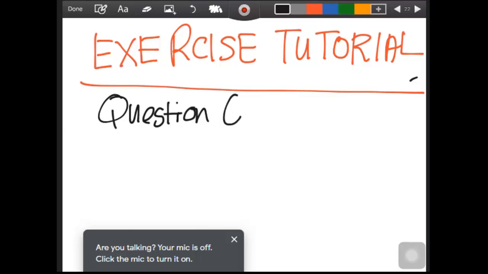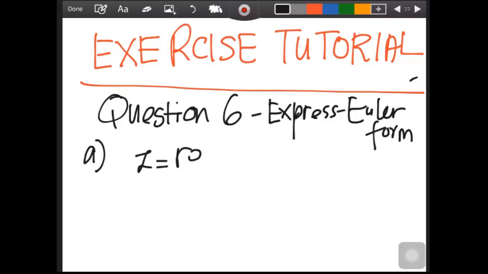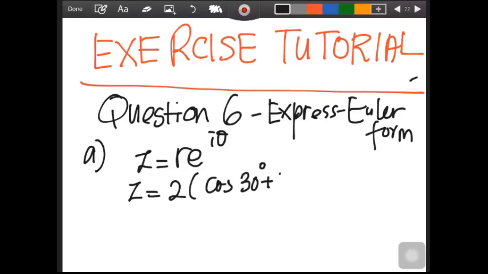Question 6A, dia kata kita nak express into Euler form. So, Euler form adalah Z sama juga dengan R exponential i theta. Okay, so sama lah macam yang dia dah bagi tu sekarang. Yang A tu Z sama juga dengan 2 cos 30 plus i sin 30. Okay, so yang ini kita tahu ni adalah R and then dia adalah cos theta tambah i sin theta.